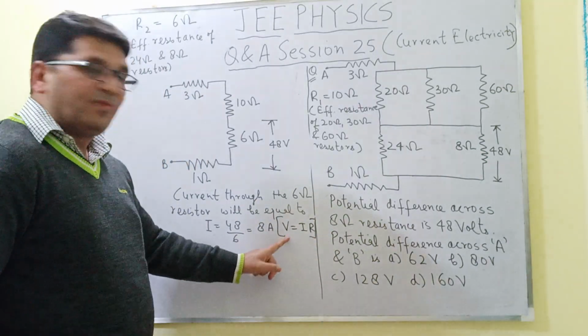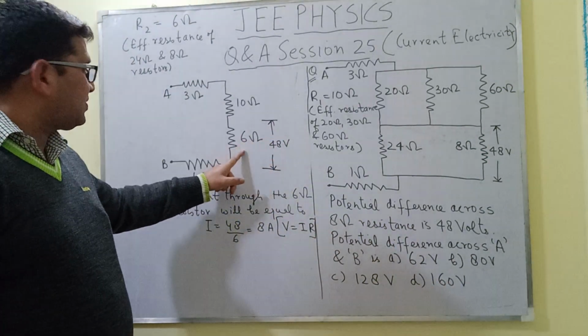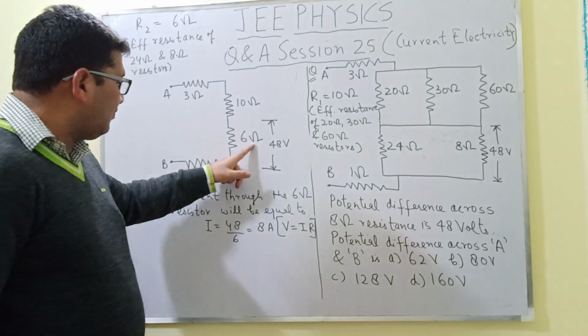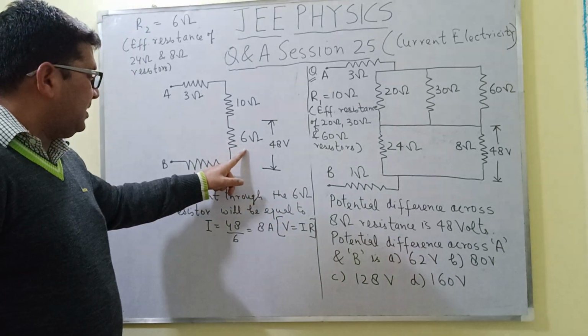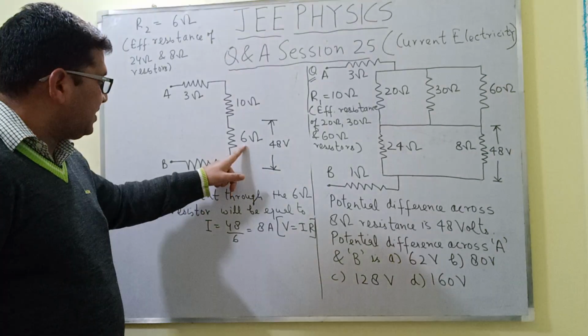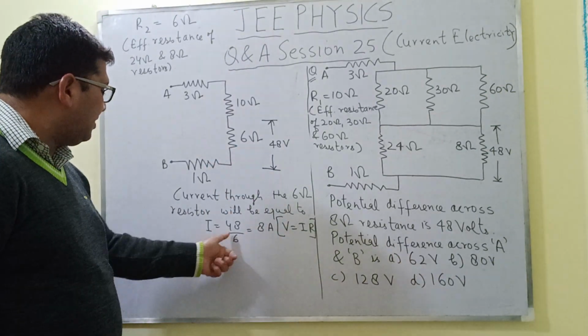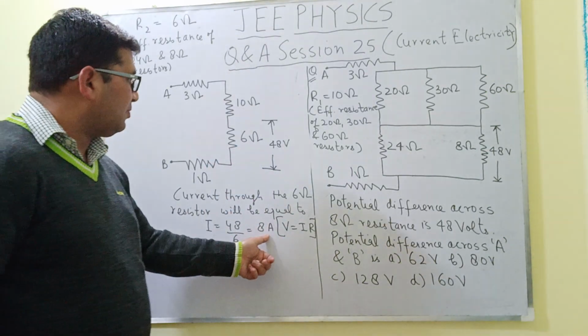So I will be equal to V upon R. The potential difference across this resistor is 48 volt. The value of resistance is 6 ohm. Therefore, I will be equal to 48 by 6, which is equal to 8 ampere.